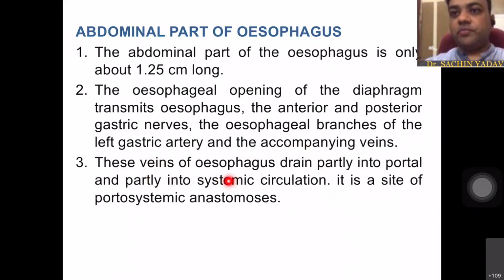These veins of the esophagus drain partly into the portal system, because the veins accompanying the left gastric vein enter the portal venous system, and partly into the superior vena cava. The portal vein and the superior vena cava, and also the inferior vena cava through the azygos vein, are involved. So this abdominal part of the esophagus helps in the anastomosis between the portal and systemic circulation, known as the portosystemic anastomosis.